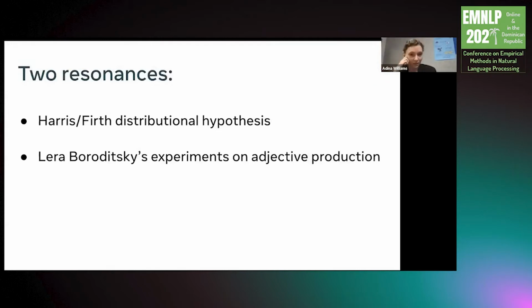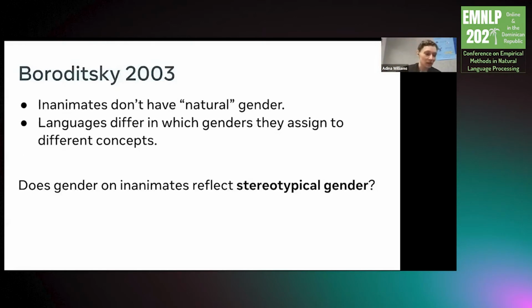Another resonance you might be thinking of, if you're on the more psycholinguistic side, is Lera Boroditsky's experiments on adjective production. I just want to say a bit more on that one, so we're all in agreement. This work is part of a larger effort on neo-Whorfian linguistics, for example. Basically, the Boroditsky claim is that gender on inanimates actually reflects something of the meaning that gender has on animates. So there might be some stereotypes about people which somehow get put onto objects.